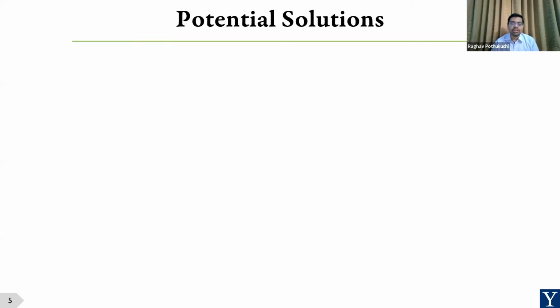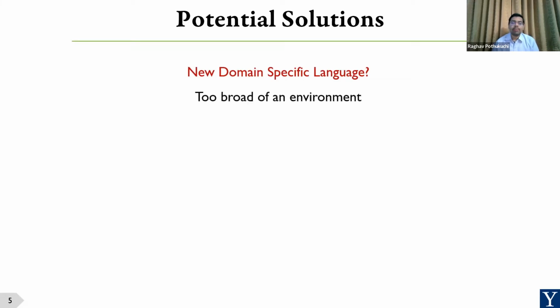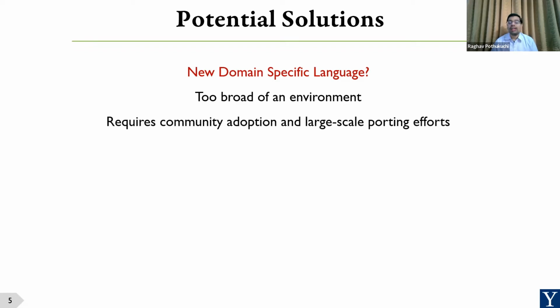Among potential solutions, one approach is to develop a new domain-specific language. Unfortunately, the field of cognitive science is too broad of an environment, and the various subfields have their own styles and degrees of detail to which they model cognition. It is difficult to obtain a canonical set of language constructs that works across these different environments. Furthermore, there are logistical challenges in that a new language requires community adoption and large-scale porting efforts of existing models and frameworks.